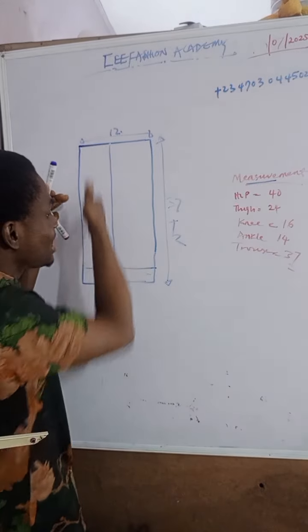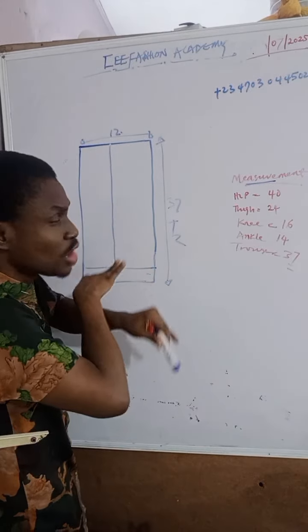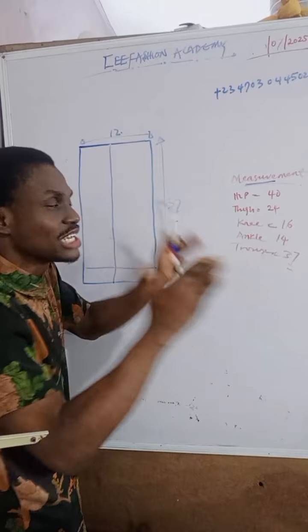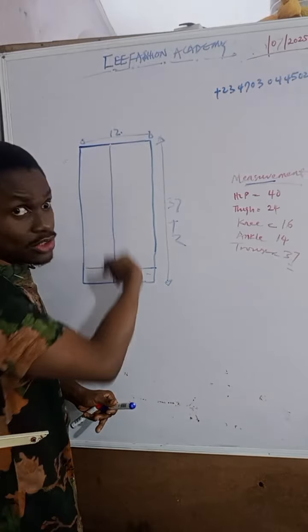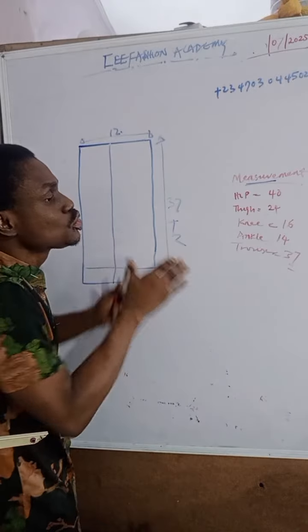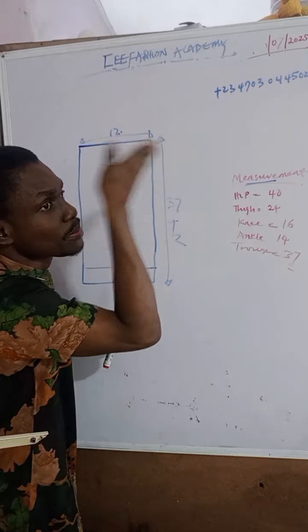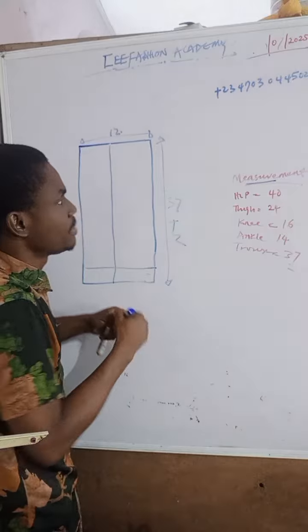Now this center line is just the process of doing it so that your trouser is going to be equal. This is called the traveler's crease or the ghetto line. After this, the next thing you need to do is what we call the vertical measurement.